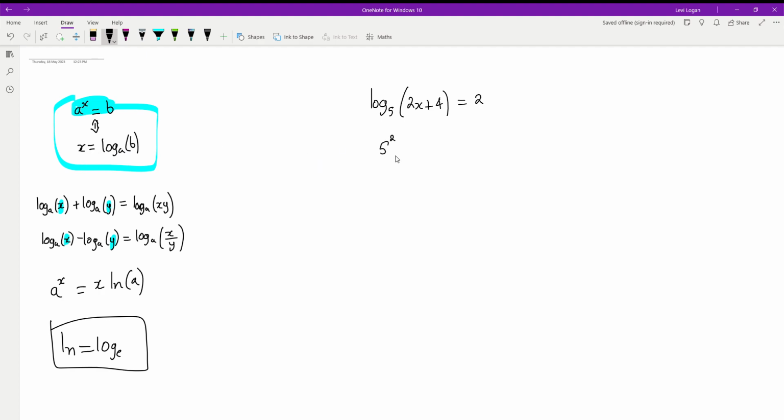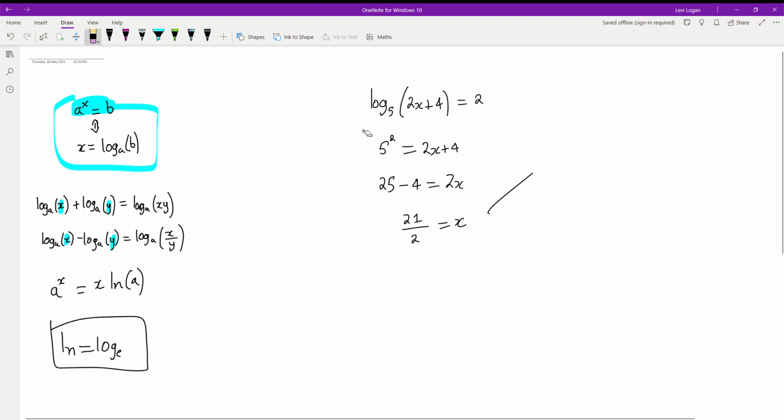So 5 squared is equal to all of this, so 2x plus 4. 5 squared, that's going to be 25. I'm going to move the 4 to the other side, so it's going to be 25 minus 4 is equal to 2x. So we have 21 over 2 is equal to x. Boom, too easy. Right, let's have another go at a more complex one that deals with a couple more ideas. So that one, you just use this one pretty much and you solved it using just algebra.